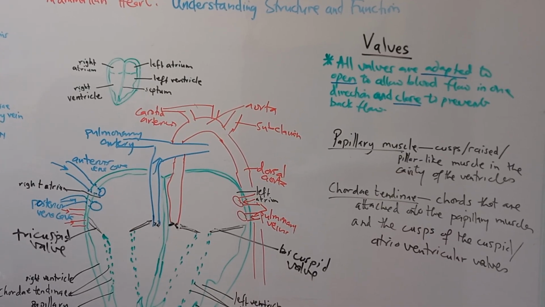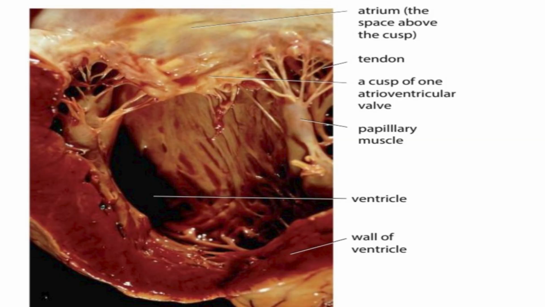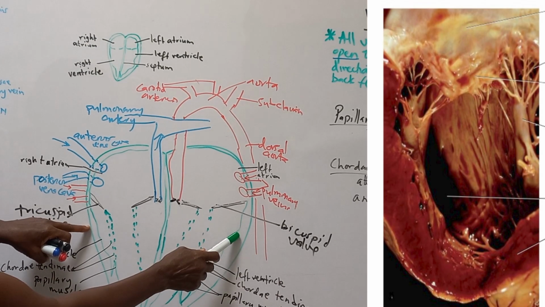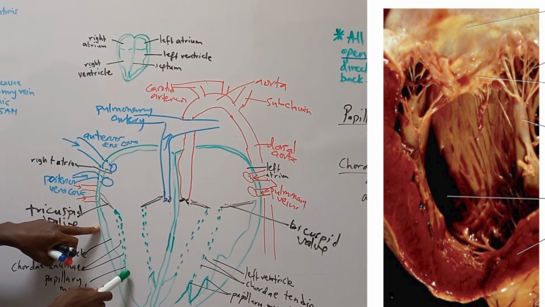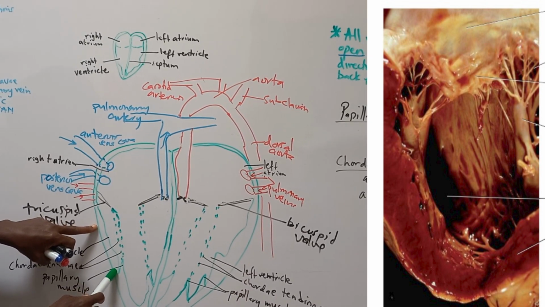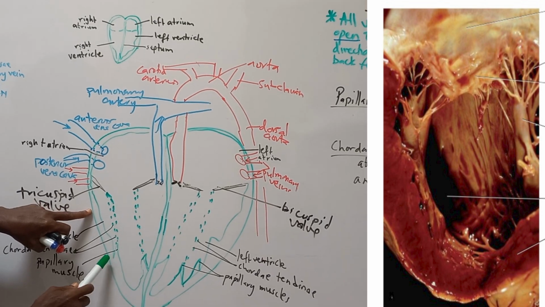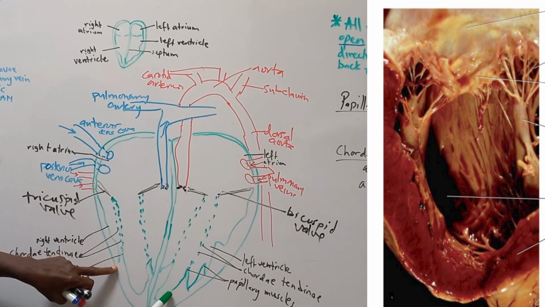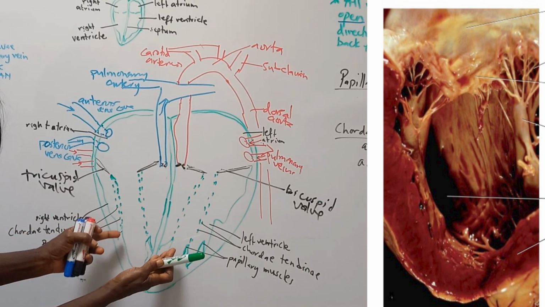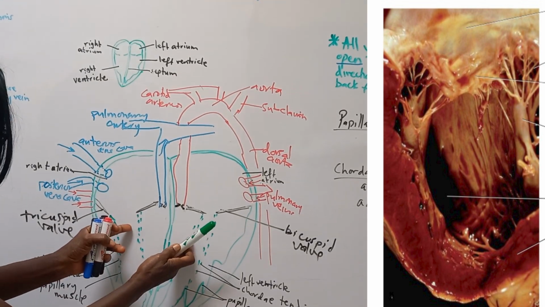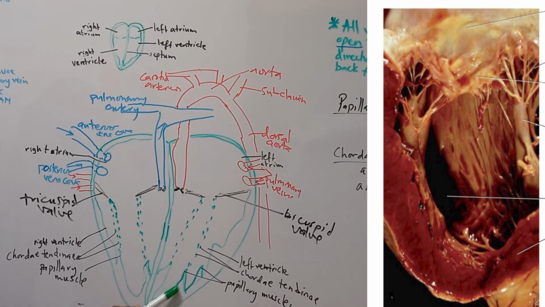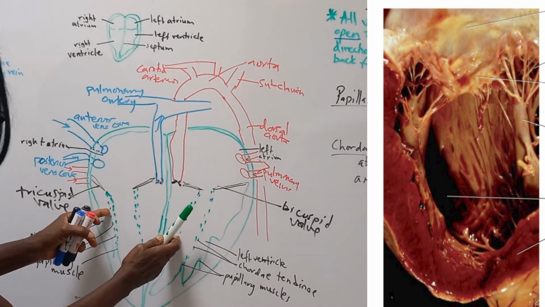Now we want to look at the papillary muscle and chordae tendineae, the heart strings. Now the muscle of the ventricles are thick and parts of it are raised up areas or pillar-like areas. These are the papillary muscles, all these raised up areas that are raised into the cavity of the ventricles. Those are the papillary muscles.